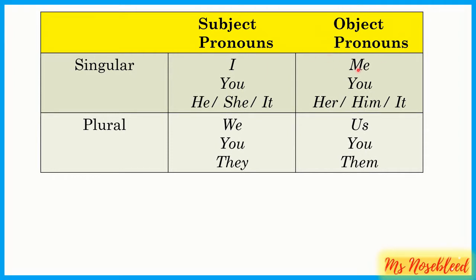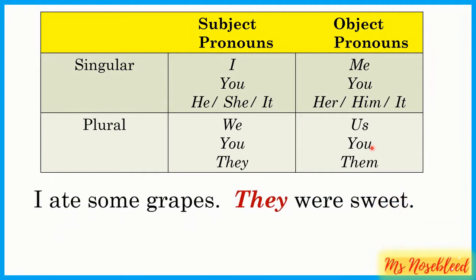The object pronouns are me, you, her, him, it, and that is the singular. And you have us, you, them, which is plural of the object pronouns. They are usually used as objects of the verb, and usually they're either in the middle or in the end of a sentence. Okay, let's look at some examples.